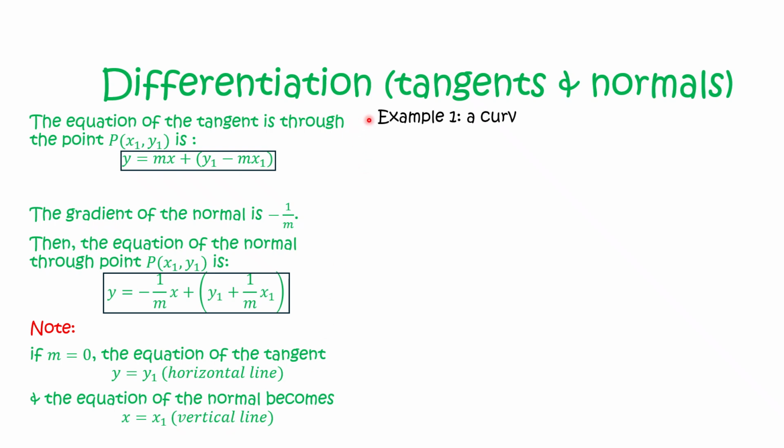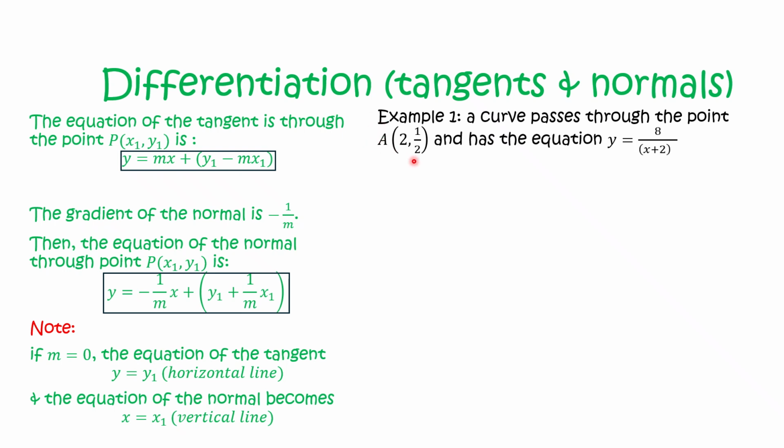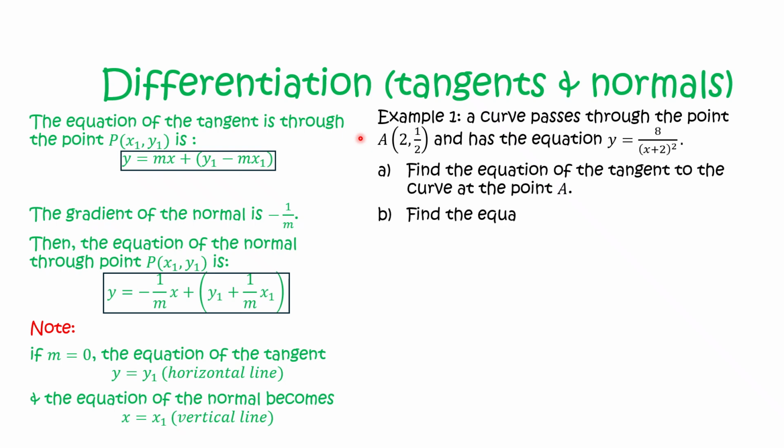Let's look at example 1. A curve passes through the point A, which has coordinates (2, 1/2), and has the equation y equals 8 over (x plus 2) squared. A. Find the equation of the tangent to the curve at the point A. B. Find the equation of the normal to the curve at the point A.